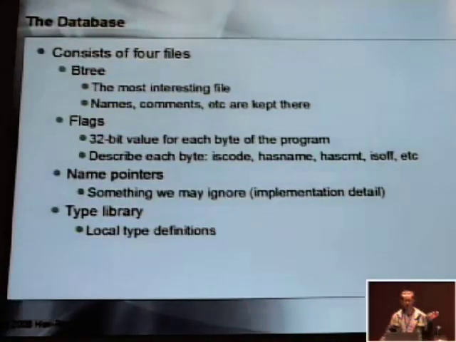The next file is called name pointers. Well, for the moment, we just ignore it because it's a technical detail. And the last file is called the type library, and the type library has the information about the function prototypes and other stuff. So these 4 files comprise the database, and it stores all the information in these files.